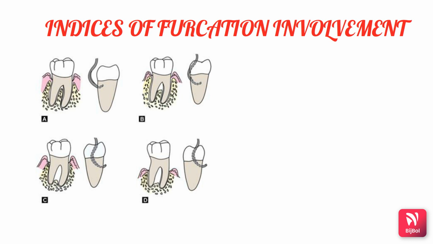Grade 1 is an early stage of furcation involvement. Remember, grade 1 is incipient or early stage of furcation involvement. In the early stage, there won't be any radiographic changes. However, there will be probing depth because the early bone loss is manifesting as increase in the probing depth. But there will be no radiographic changes in grade 1, whereas grade 2 is cul-de-sac.